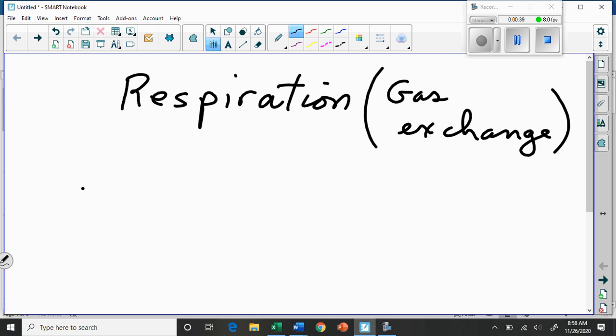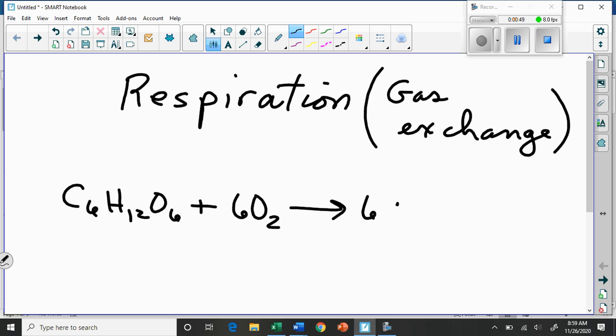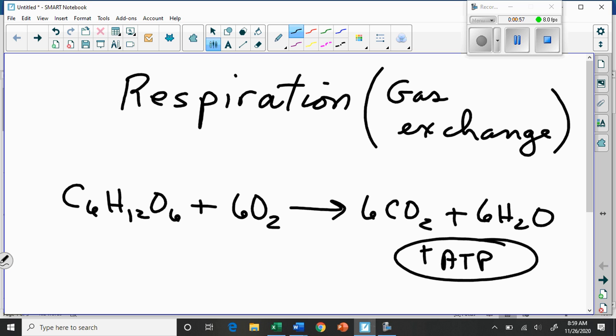Typically, C6H12O6 is our primary source of energy, right? And we need 6 oxygen molecules to combine with that in order to produce the CO2 and the water and what we call the ATP energy, right? The energy sort of gets transferred into the ATP.